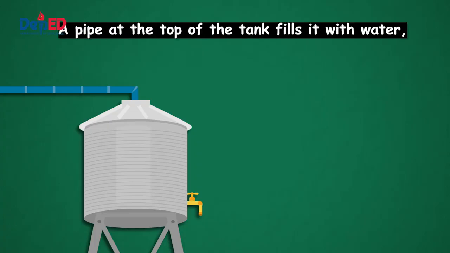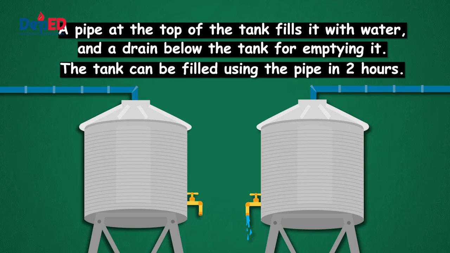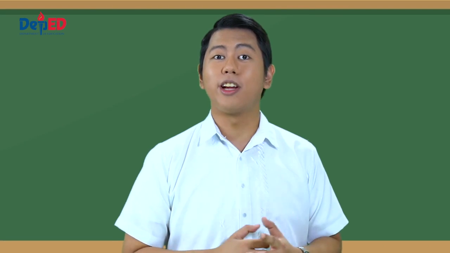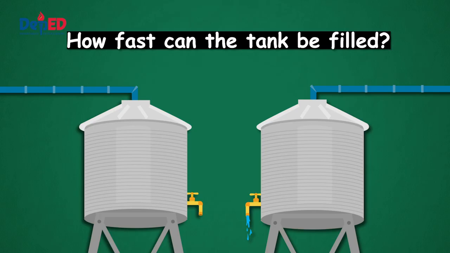Now, after painting the barangay's wall, the chairwoman also asked Mang Samuel and Mateo to clean the water filtering tank for the barangay. A pipe at the top of the tank fills it with water, and a drain below the tank is for emptying it. The tank can be filled using the pipe in 2 hours. If the pipe and the drain are opened at the same time, how fast can the tank be filled?